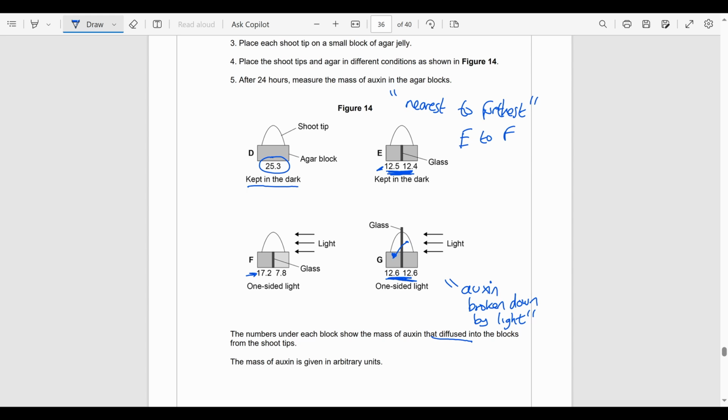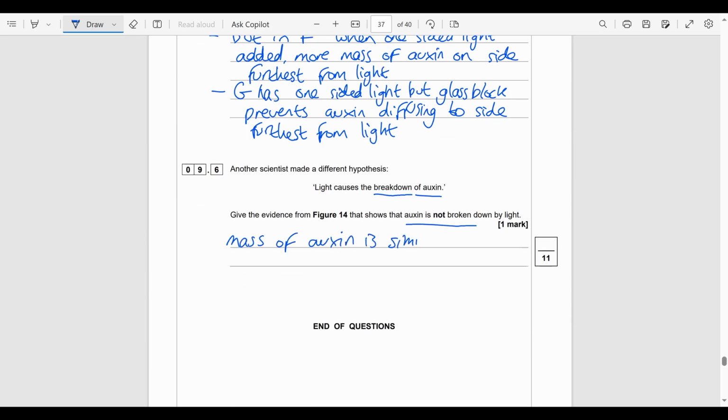But if we look at G, G has 12.6, which is similar to our E. Remember, E has no light. So if the light was breaking down the auxin, then this value should definitely be lower. So what we can say then is that the mass of auxin in E and G are similar, because F would support it if this value was not higher. So I think we can say that the masses of E and G are similar, even though G is in the light and E is not.